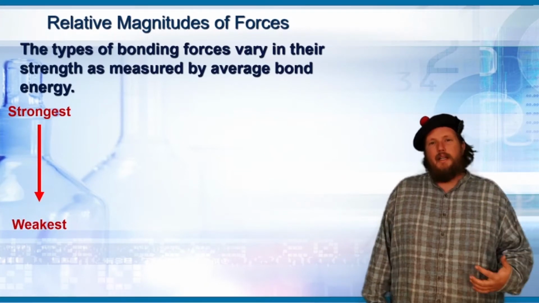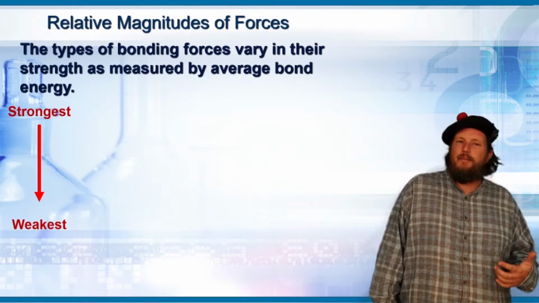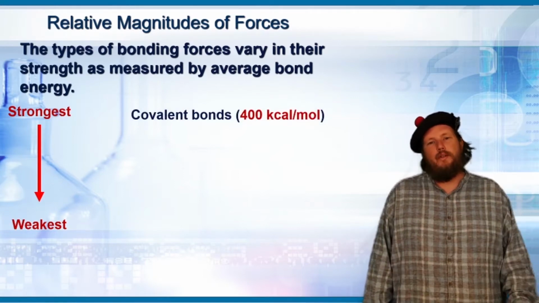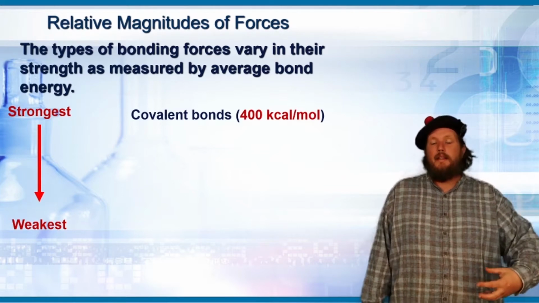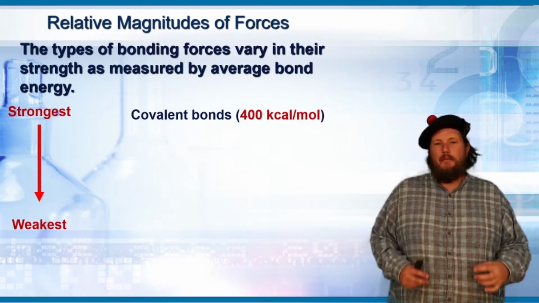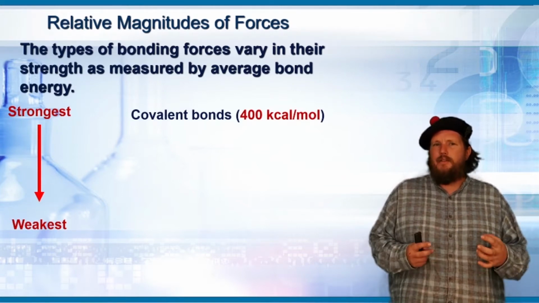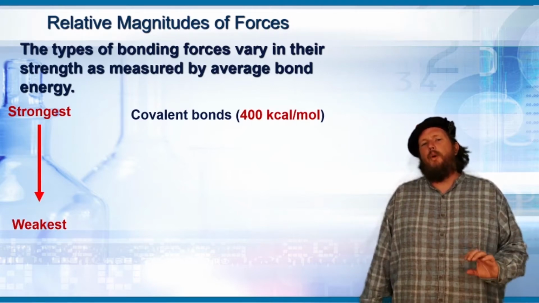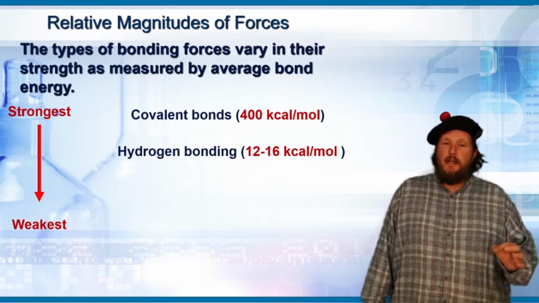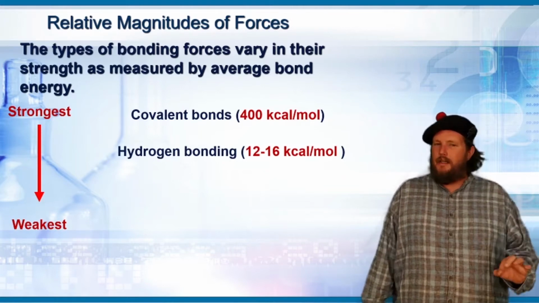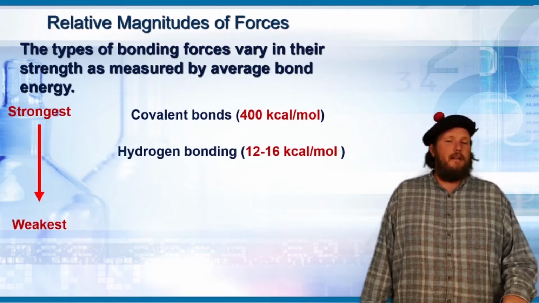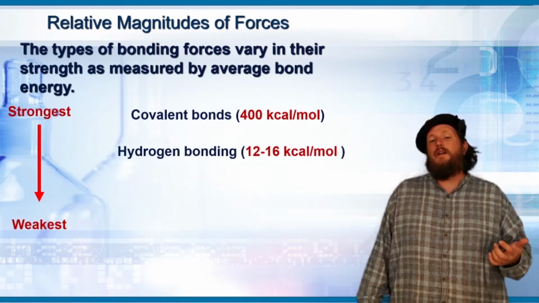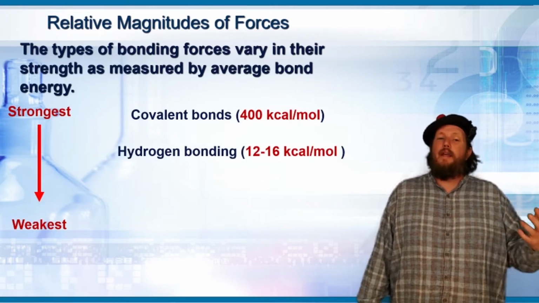So, relative magnitudes of forces. The types of bonding forces vary in their strength as measured by the average bond energy. So the first one is not an intermolecular force. This is an intramolecular force. This is a force that's within a molecule, but it's more to give us a reference. So a covalent bond has an energy of about 400 kilocalories per mole. Now, the first intermolecular force, the strongest intermolecular force, is hydrogen bonding, which is about 12 to 16 kilocalories per mole. You'll notice how much lower they are relative to a covalent bond.